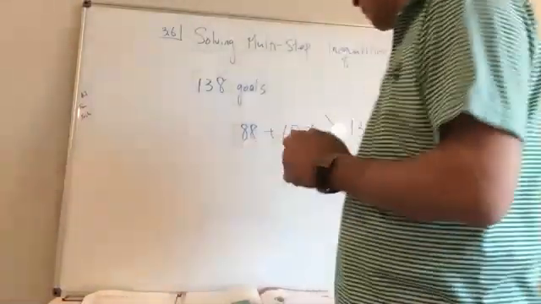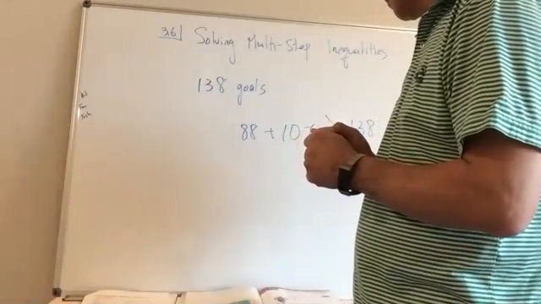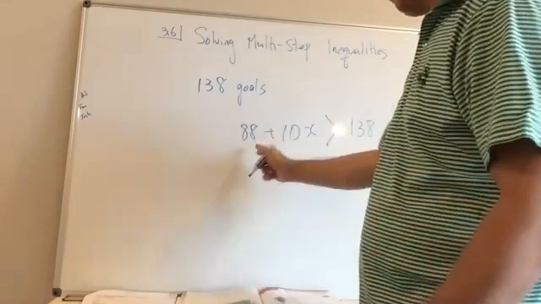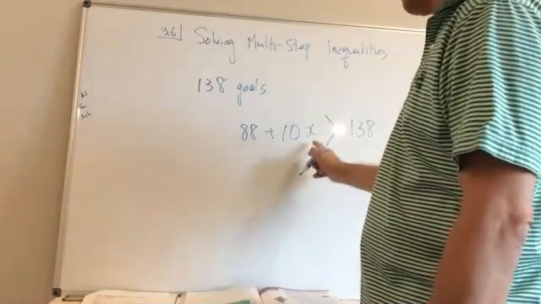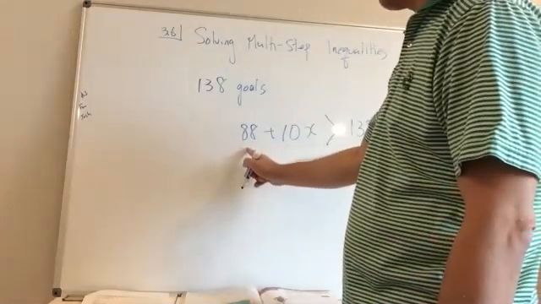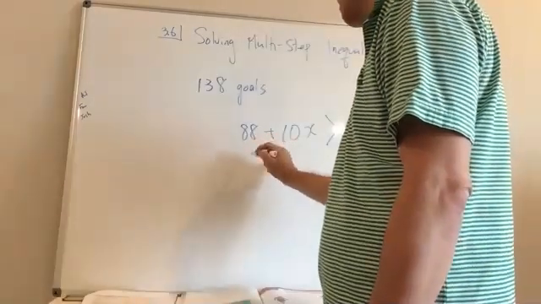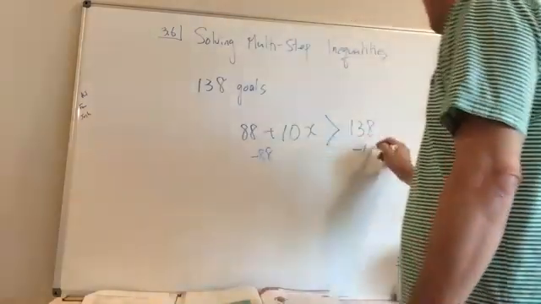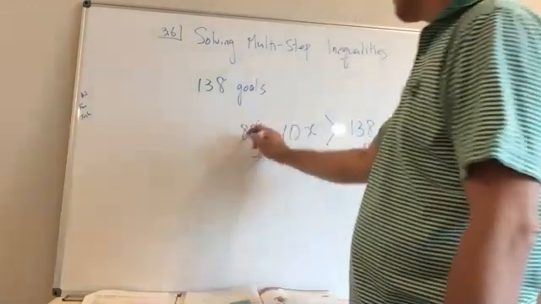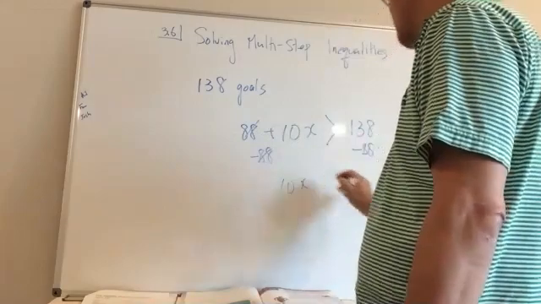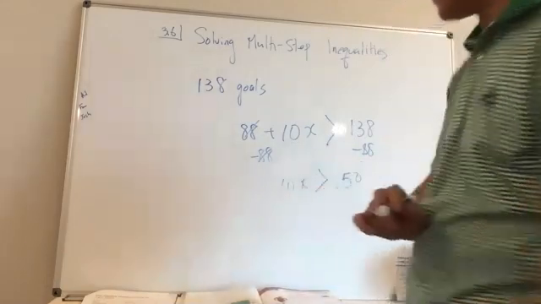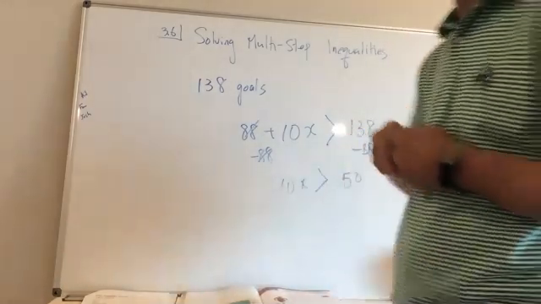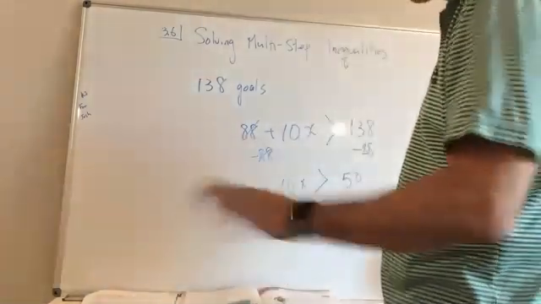So Delilah, what's the first thing I would do? You want to do 88 plus 10x? Or well, we have that already here, right? I want to isolate the 10x, right? I want the 10x by itself, right? So then you minus 88 on both sides. Correct. So I'm going to subtract 88 on both sides. This goes away, 10x. I'm going to subtract this. I'm going to get 50. And the inequality stays the same, right? Because I didn't multiply or divide by a negative number. I just subtracted. Subtraction is okay.